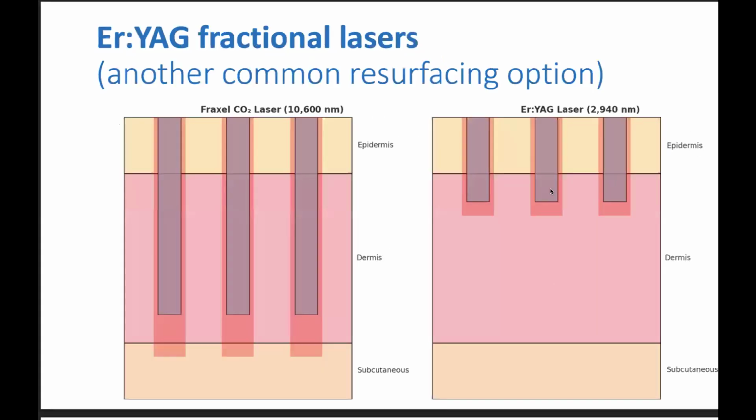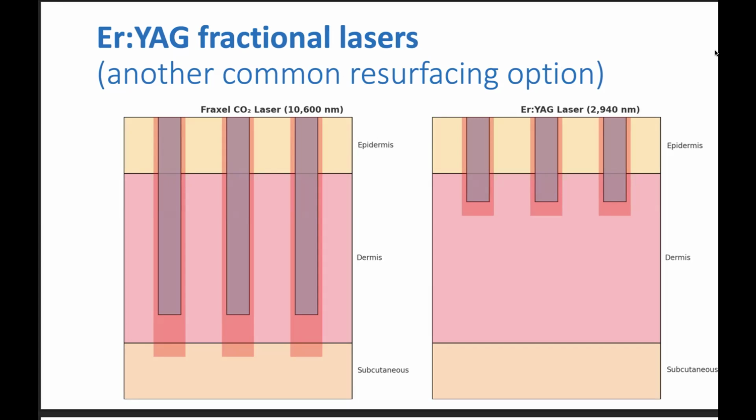Okay, this is a fractional laser. Usually we have two laser modules. The first is Fraxel CO2 laser. The other is Erbium YAG laser. As we can see from this slide, the fractional laser means that the laser treatment is a very narrow column that treats the target tissue, which is water.